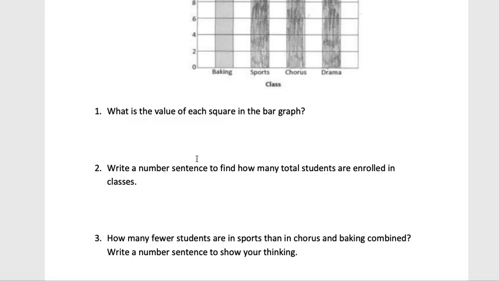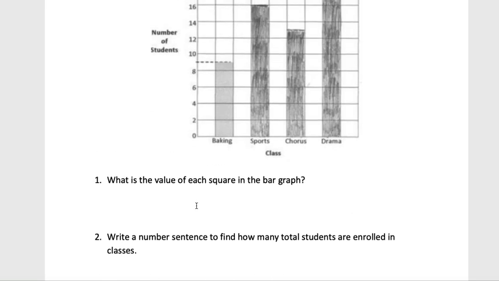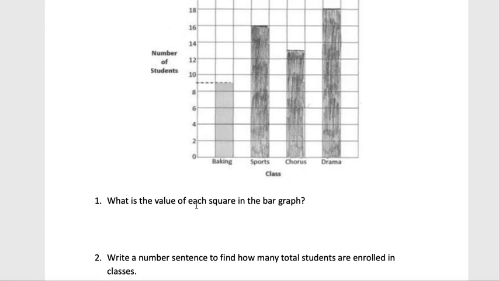Write a number sentence to find how many total students are enrolled in classes. And what that means is you can write a number sentence to find the total by doing an addition problem. So you can take each of the values of baking, sports, chorus, and drama, and you can add them up together. And so your number sentence might say 9 plus 16 plus 13 plus 18 equals, and you need to figure it out.